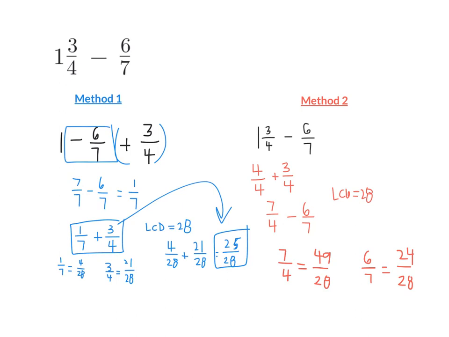Now I can rewrite the problem. I'm going to come up to the top so I have more space. I can say now this is 49 28ths minus 24 28ths. 49 minus 24 is 25 28ths. So you can see that I get the same answer.